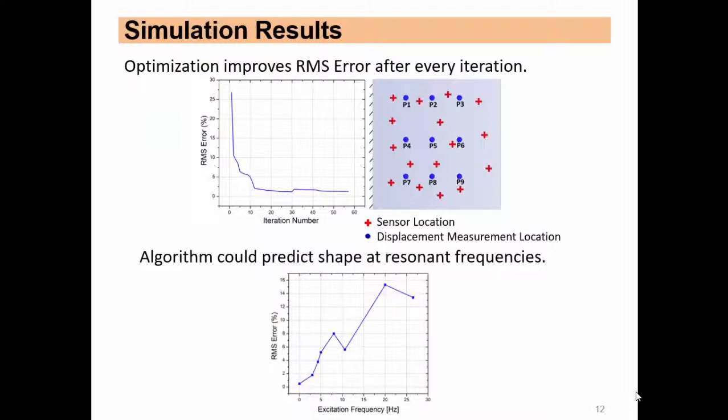When we run this genetic algorithm in a loop, we can see that the RMS error reduces gradually and saturates at a particular value. In this work, we selected some locations; the crosses show the sensor locations, and the dots are the displacement measurement locations. In the transient analysis, one more observation is that at resonant frequencies the error is less compared to off-resonant frequencies.